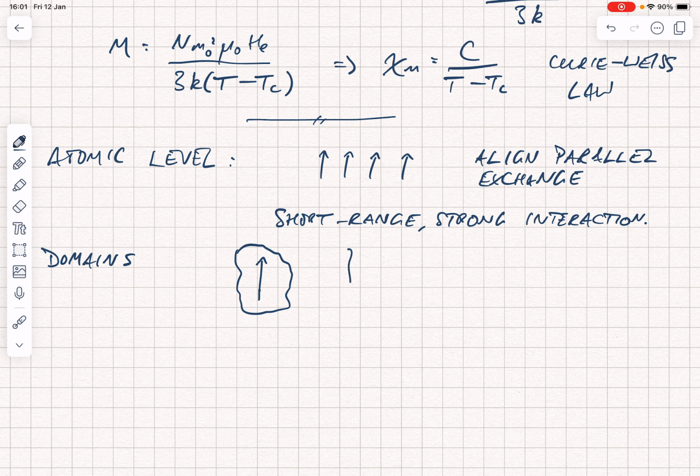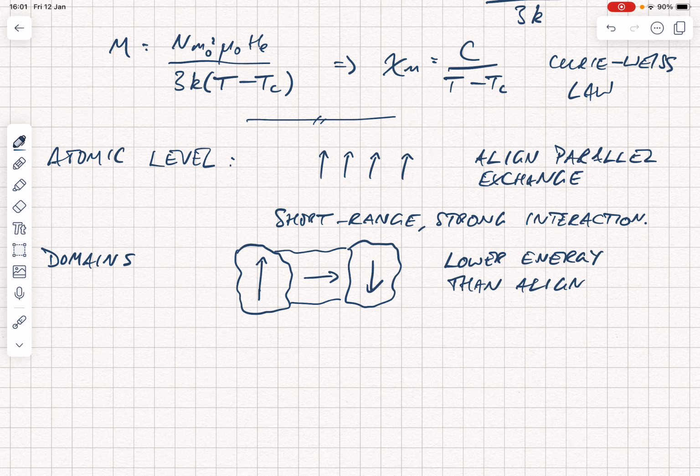And so what you'll find is that in a ferromagnetic material, you'll have other domains which are either anti-parallel, or in some cases you'll end up with some kind of structure where the domains are all oriented like this. It will depend on the history of the material. This is a lower energy than having all of the domains aligned. And notice that now we've got a longer range interaction than the atomic level short range interactions. This is also going to be weaker.